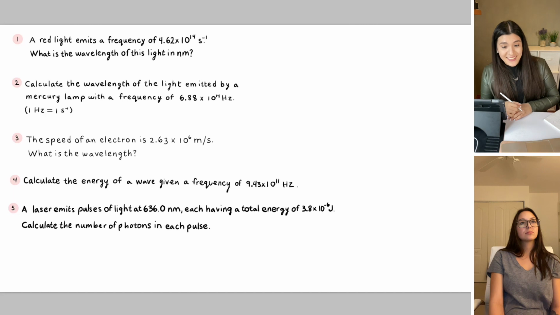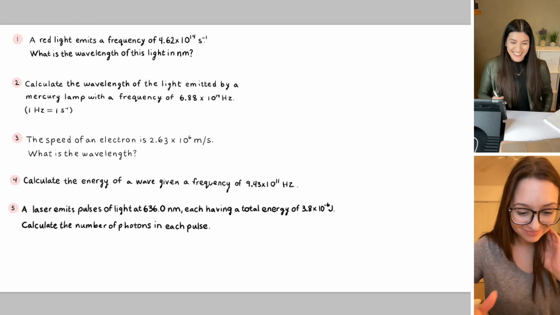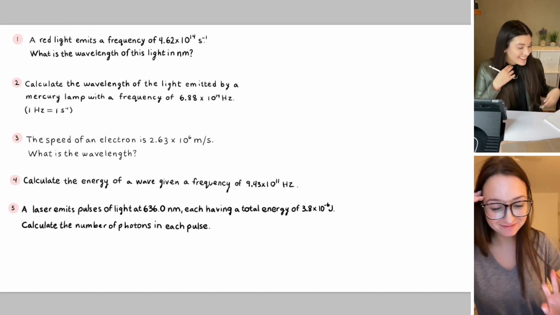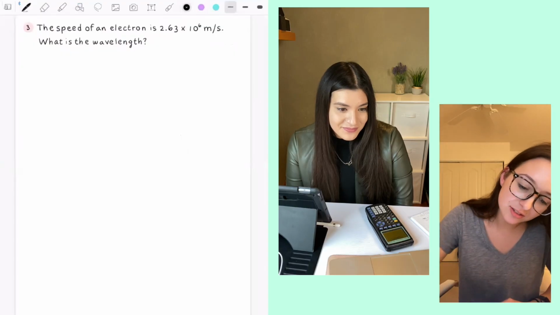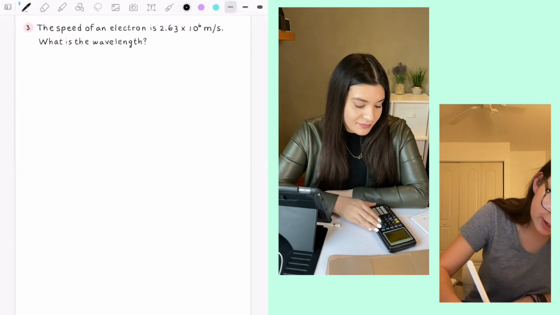Okay. How do you feel about trying this on your own? I'll do it. Okay. Why don't you take some time and practice what you just learned? The speed of an electron is 2.63 times 10 to the 6. What is the wavelength? All right, here we go.